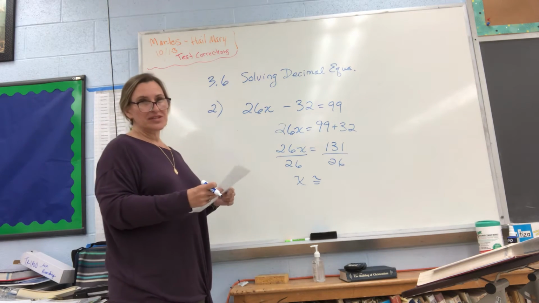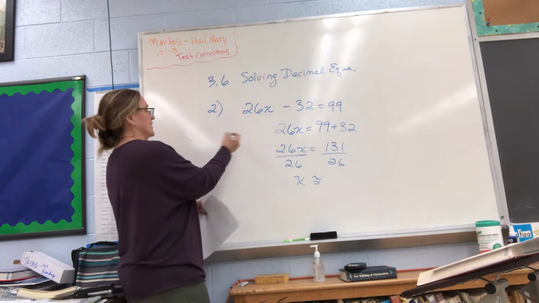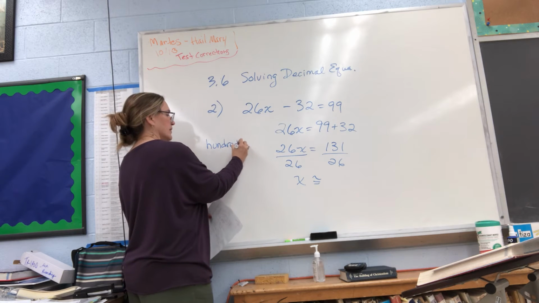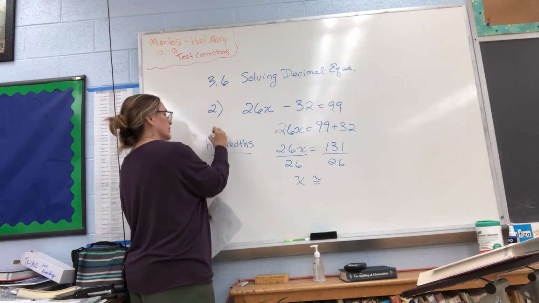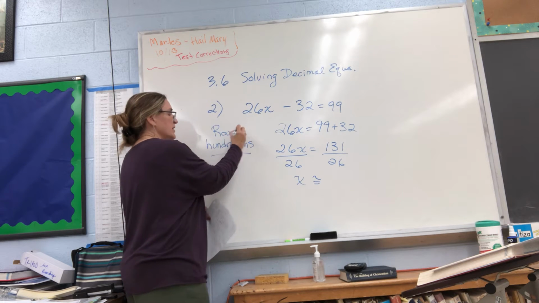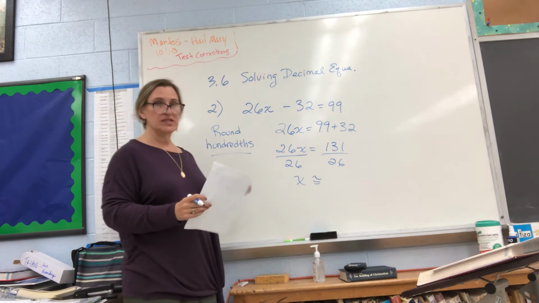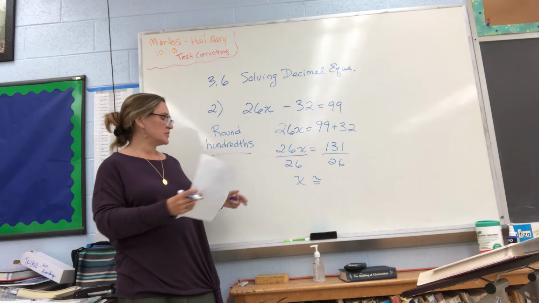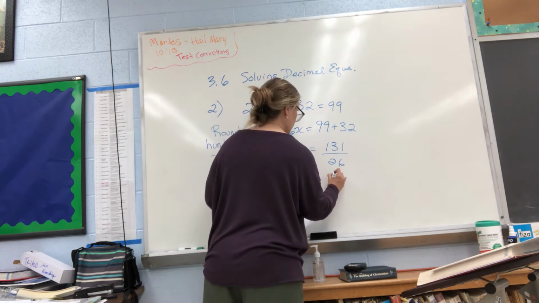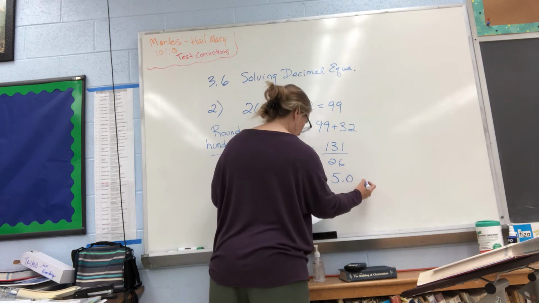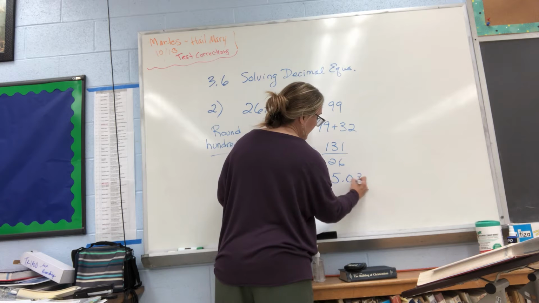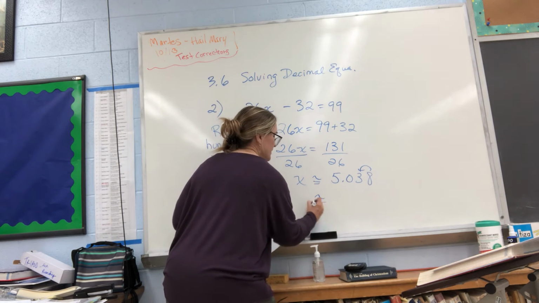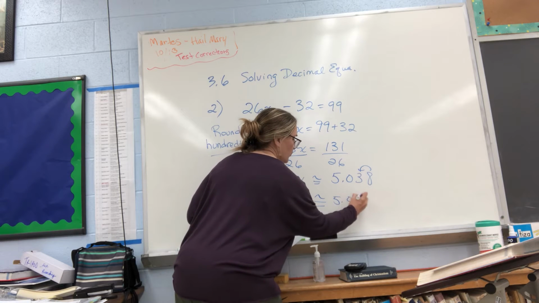You're going to be given the instructions. So on this one, we're going to round to the nearest hundredths place. So if it's money, we're going to round to the nearest penny. In this case, we're rounding to the nearest hundredths. What you got, John? 5.04. Okay, so you had 0.38 something, right? Okay, so he rounded to the nearest hundredths place and got 5.04, okay?